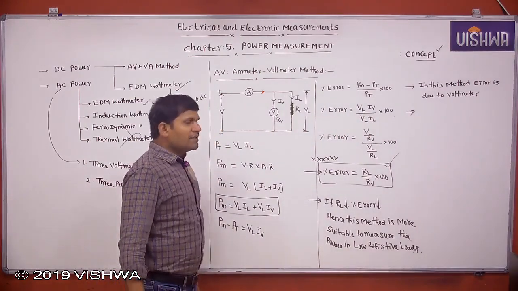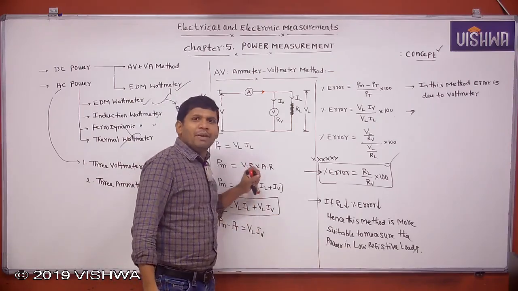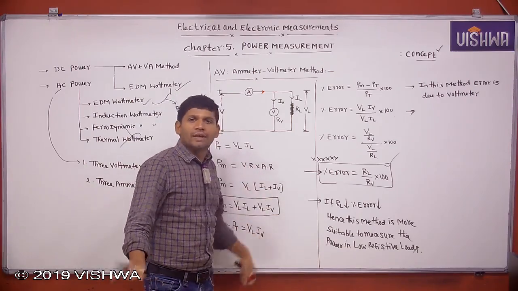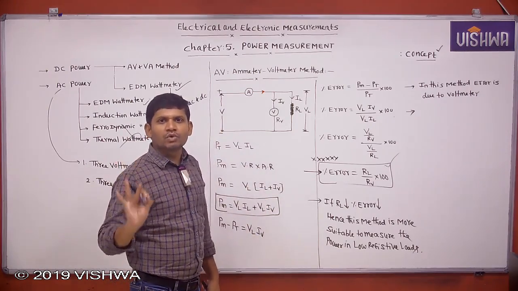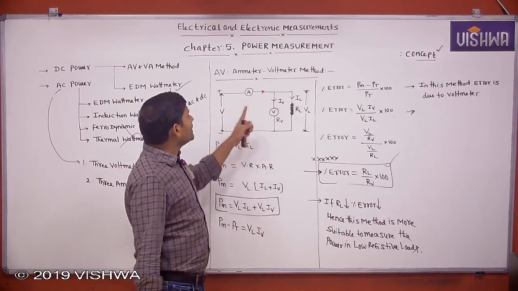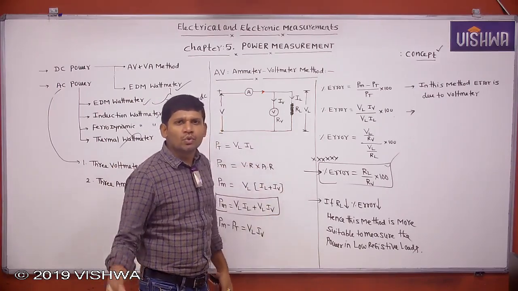But simply you remember like this. No need to by heart, simply you remember like this. The meter which is connected at load side, that gives error. In AV method, which meter is connected at load side? Voltmeter. That's why error is due to voltmeter.